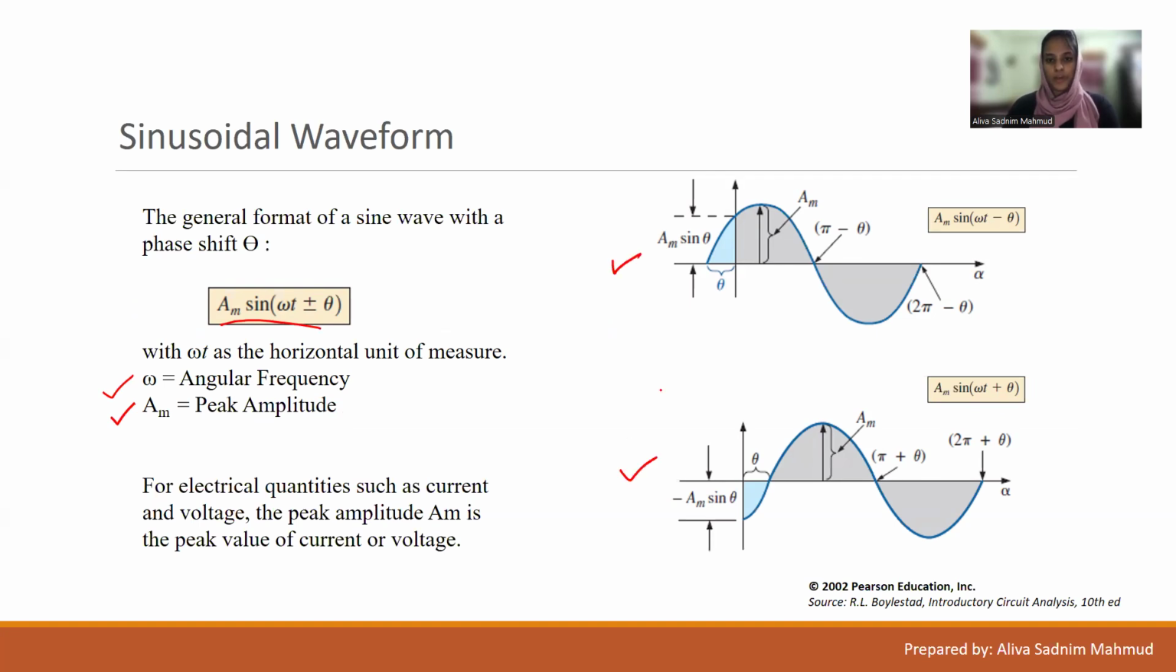Now, depending on whether the sinusoid crosses the horizontal axis with a positive slope before or after the 0-degree point, the phase shift will be minus theta or plus theta respectively.